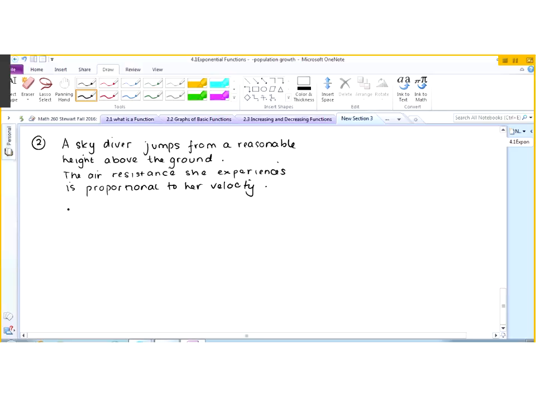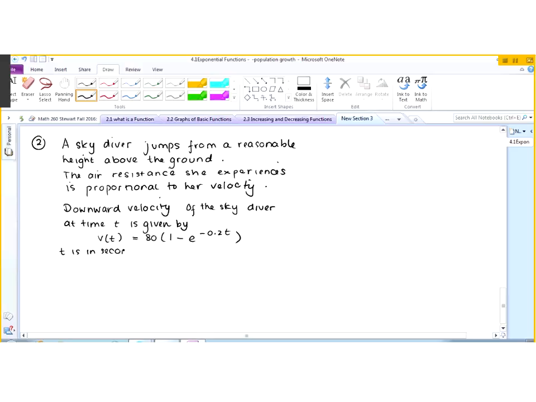All right. Okay. So it can be shown that the downward velocity of the skydiver at time t is given by V of t is 80 times 1 minus e to the negative 0.2 t. All right. So t is in seconds, and v of t is in feet per second. What is the initial velocity? So that's the question.